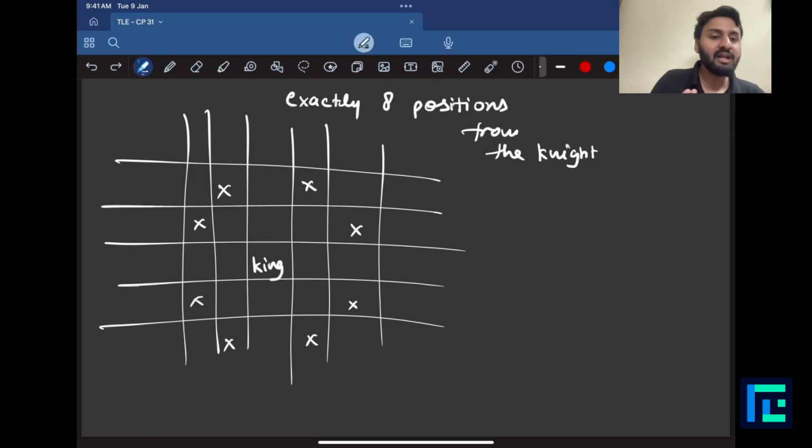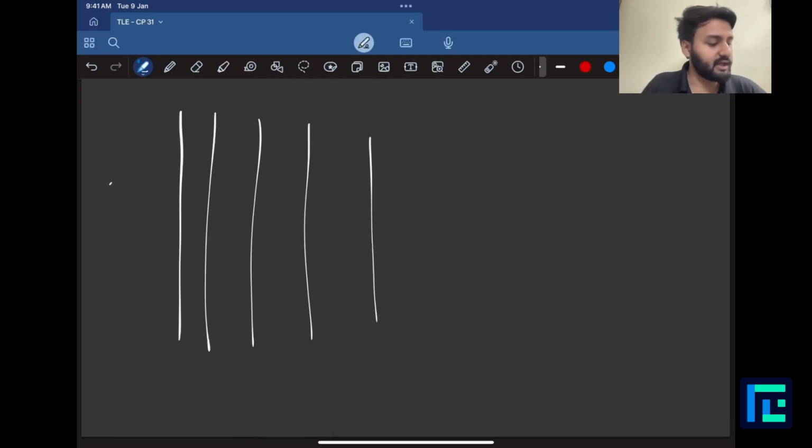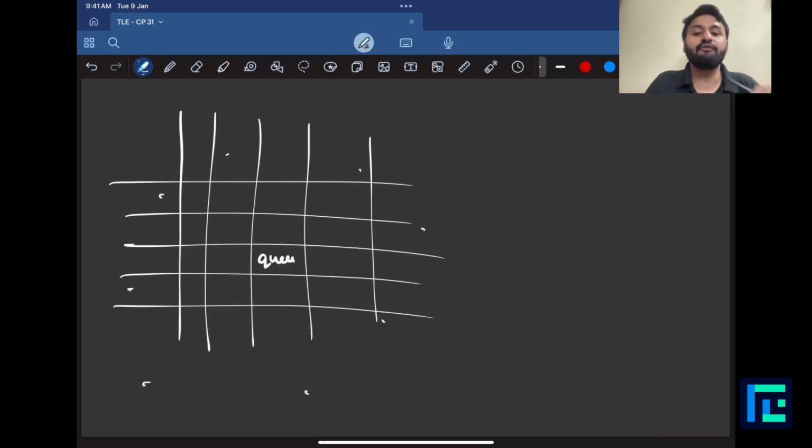Now, similar to this part, it's very obvious that if I draw the same chessboard with perspective to the queen, let's say the queen is kept at some location like this, then the queen will also be attacked from exactly 1, 2, 3, 4, 5, 6, 7, 8 locations on the infinite chessboard, if I am talking about the knight's perspective now.